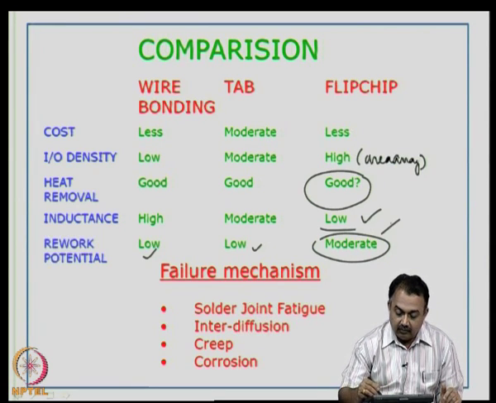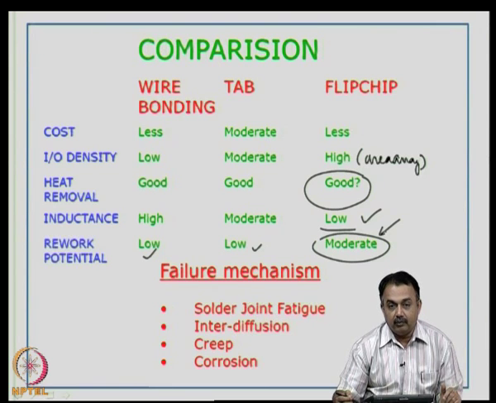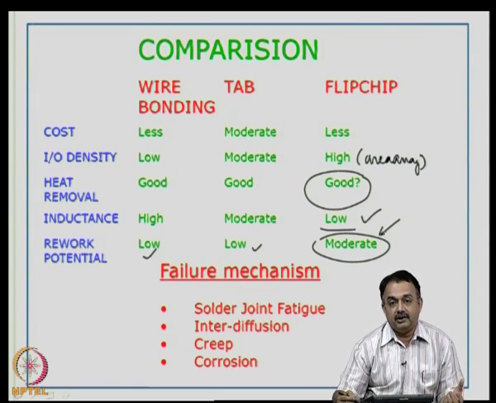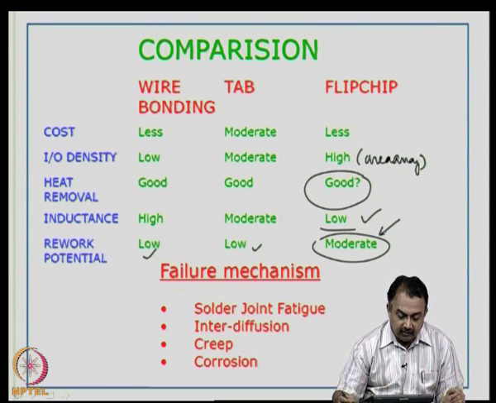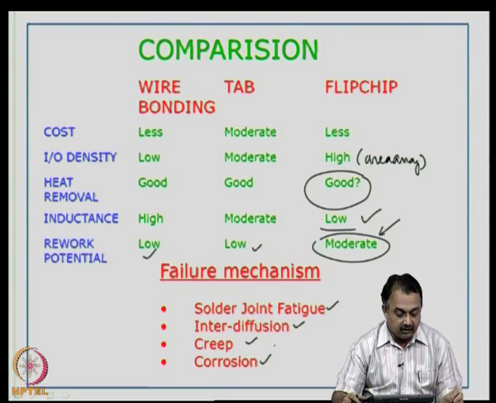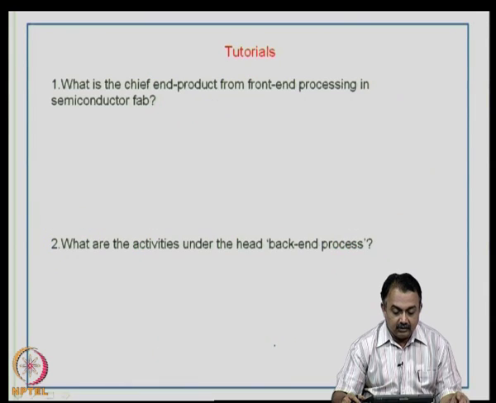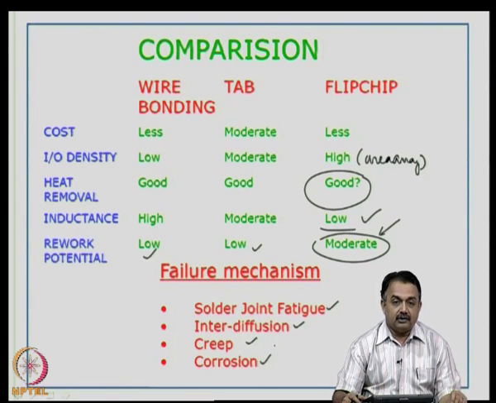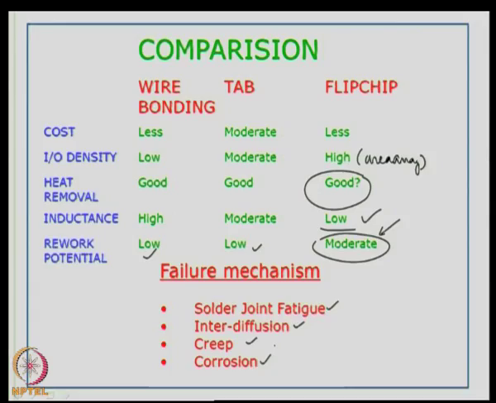In this case, you will probably destroy the flip chip if you try to remove it, but if it is a flip chip with a BGA assembly where you have the BGA solder balls, then you can rework on the BGA solder balls rather than working on the flip chip itself. The failure mechanisms typically are solder joint fatigue, interdiffusion, creep and corrosion, which are normally present with all types of first level interconnection choices. So, this actually completes chapter 2 on TAB, wire bonding and flip chip.